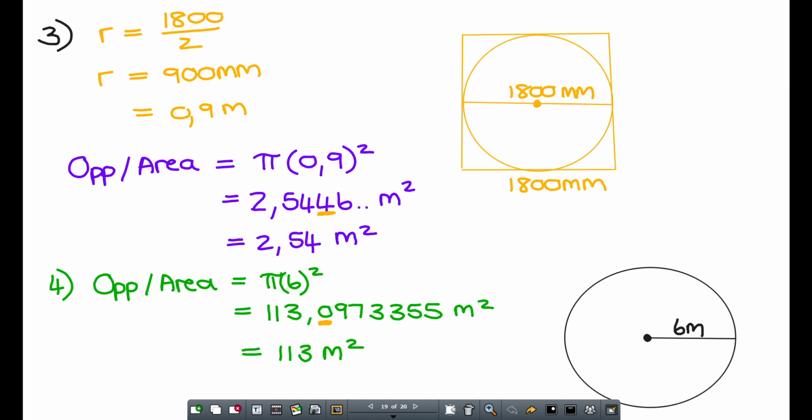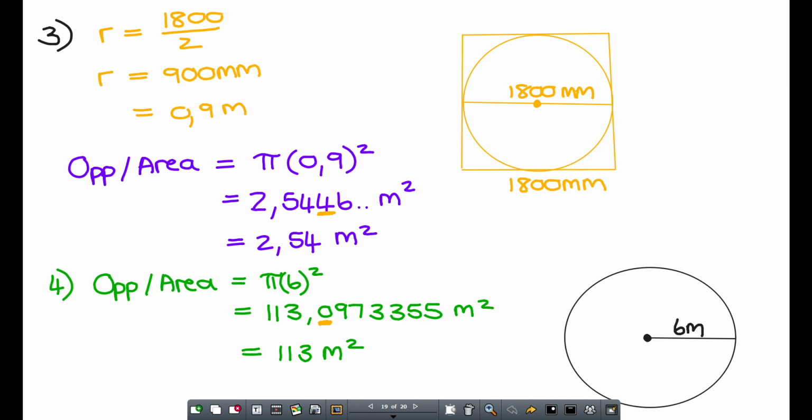Okay, then number 4. A goat is tied to a post by a rope. The rope measures 6 meters. Calculate the area of grass that the goat can reach to the nearest square meter. So this is basically what it looks like. There's the post and there's the rope for the goat. Now this goat can walk right around the post, so that's why my radius would be seen as 6 meters.